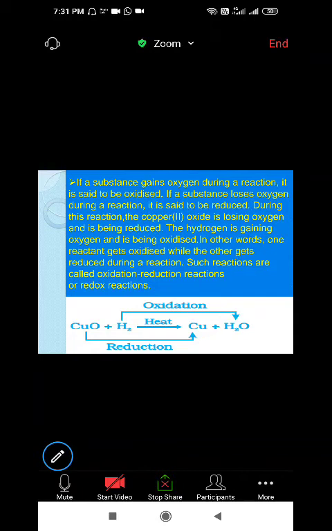In other words, one reactant gets oxidized while the other gets reduced during a reaction. Such reactions are called oxidation reduction reactions or redox reactions. Simply, this is exactly the same thing which I've just explained in the previous slide, right? So the reactions in which oxidation and reduction are done together, in the same reaction, are known as oxidation reduction, or shortly, redox reactions.